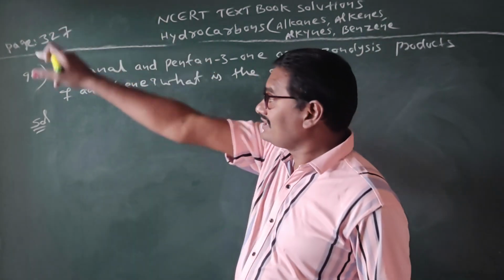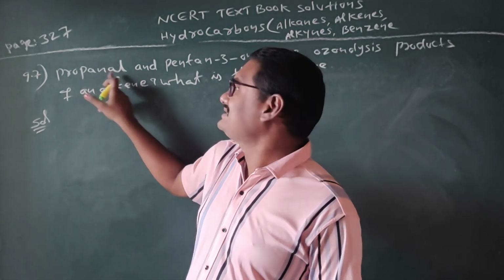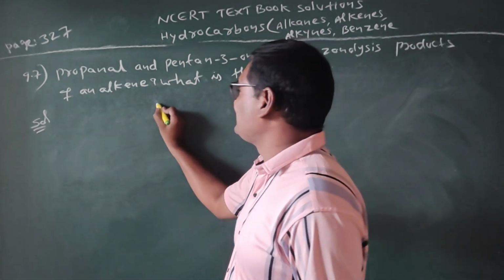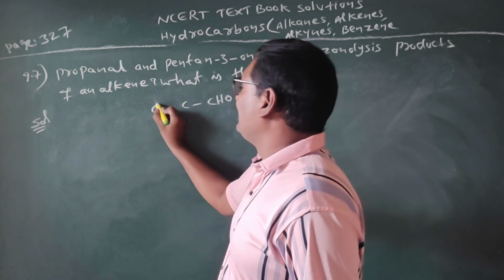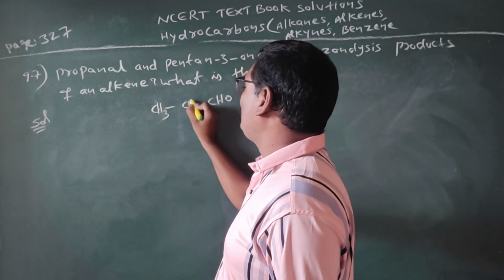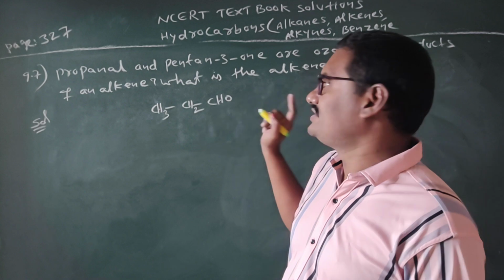So the products are propanal and pentan-3-one. Prop means 3 carbons, al means aldehyde. So the structure is 1, 2, 3 carbons, and it is an aldehyde. Then here CH3, here 2 hydrogens. So propanal is CH3CH2CHO.